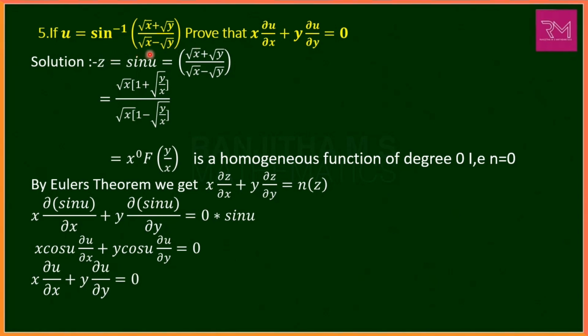So this is a type 2 problem on Euler's theorem, that is they have given the values, that is u is equal to some values. We have to prove Euler's theorem, that is x into del u by del x plus y into del u by del y value is equal to some values. This is a type 2 problem.